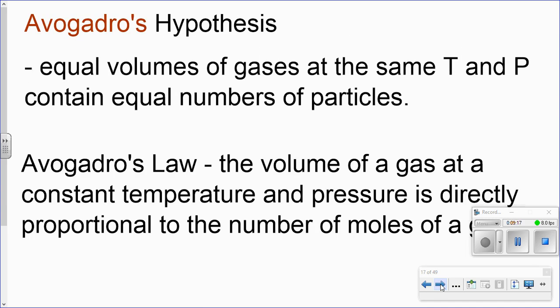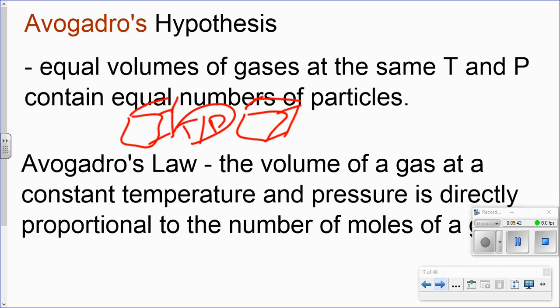Let's go to Avogadro's hypothesis. Very quickly, Avogadro basically said that the volume of a gas at a constant temperature and pressure is directly proportional to the number of moles of a gas. So if I have two equal volumes of gases at the same temperature and pressure, they contain equal numbers of particles. So if I have this volume of gas here and this volume of gas here, and they're at the same T and P, so the temperature and pressure are exactly the same between them, they have the exact same number of moles, where N represents moles and N is exactly the same, or again, the number of moles.